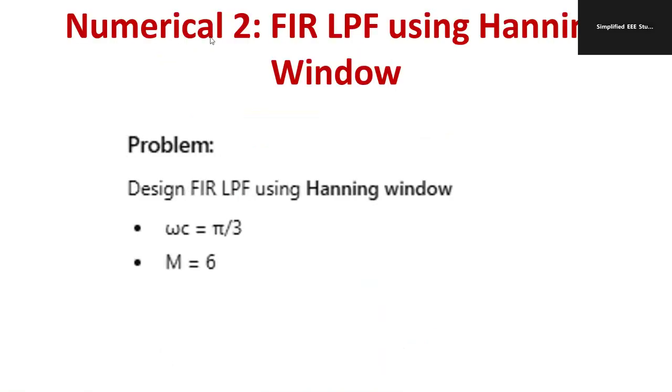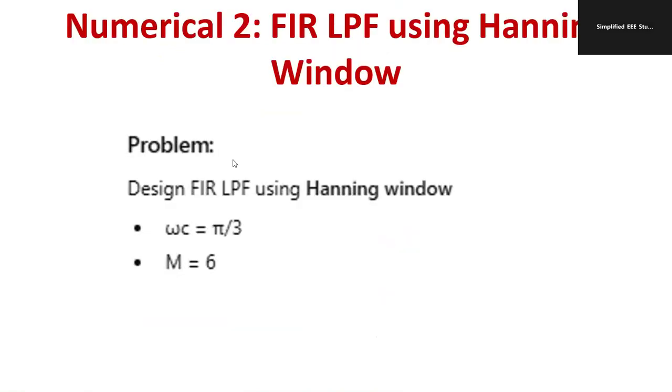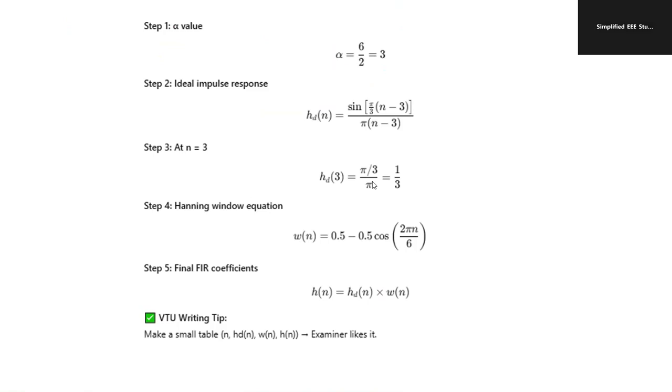Let me discuss another numerical example from module number 4, FIR LPF using Hanning window. The question is like this: design an FIR LPF using Hanning window. Filter specifications are omega c equal to pi by 3, where M is equal to 6. There are 5 steps. Alpha value is to be calculated, alpha is equal to M by 2, that is 6 by 2, equal to 3. Ideal impulse response hd of n equals sin of pi by 3 into (n minus 3) upon pi into (n minus 3). Substitute n equal to 3. Therefore, I will be getting hd of 3 equal to 1 by 3.